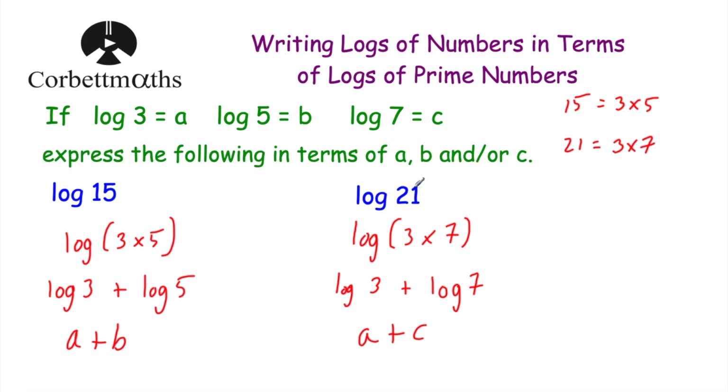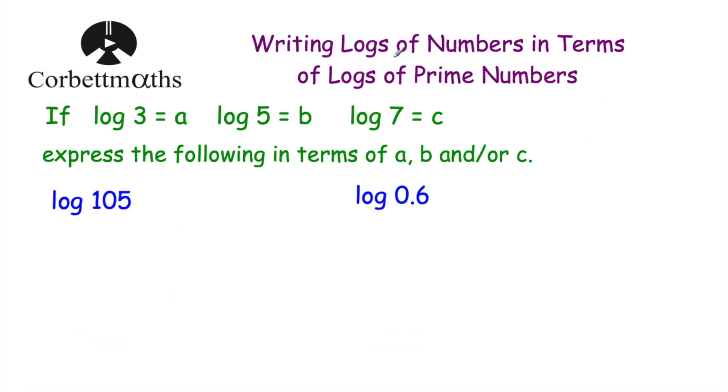So log 21 will be equal to a plus c, it would be log 3 plus log 7, so we've expressed this log of 21 as the log of prime numbers, and that's it. So we've expressed this log of 21 in terms of a and c, so that's it, a plus c. Okay, so let's have a look at some more.